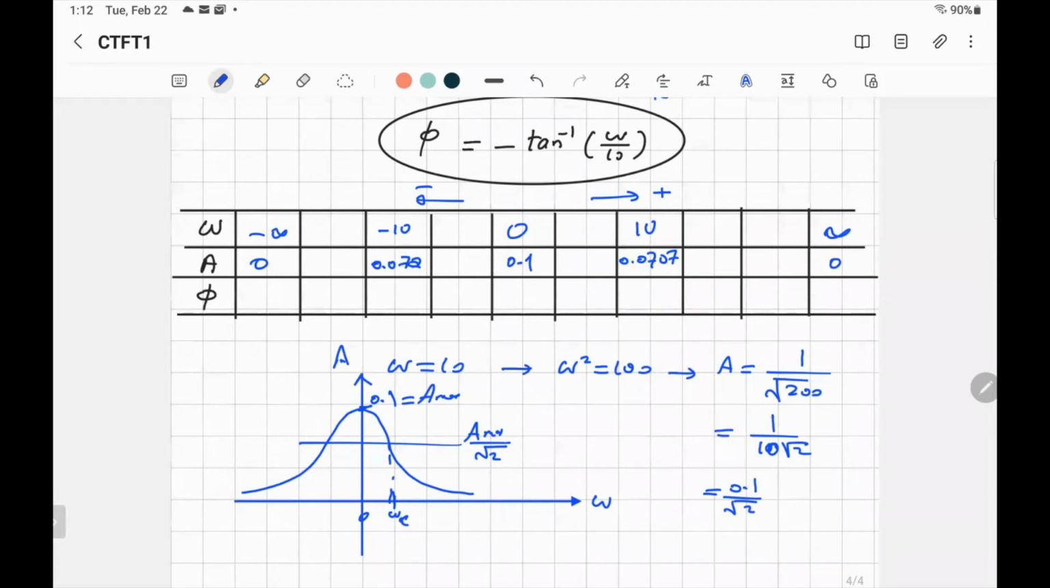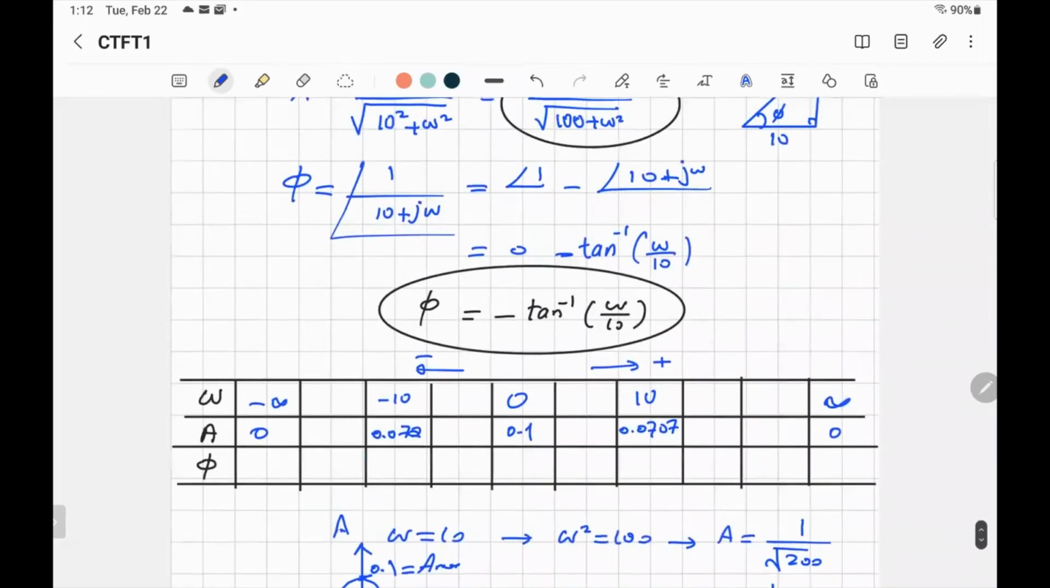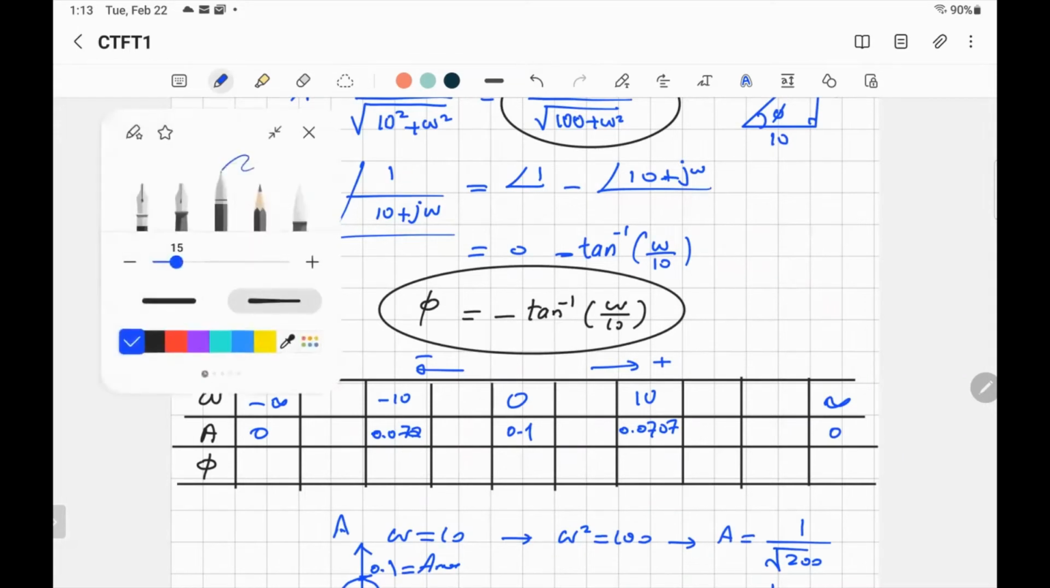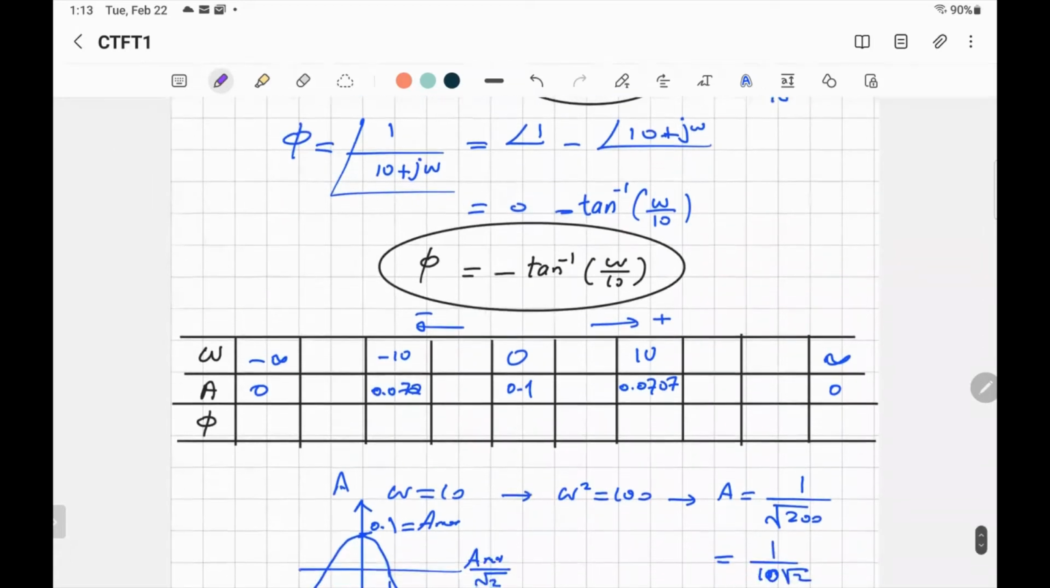Now let's look at the phase angle phi. The phase angle phi, that's the equation: minus tan inverse of omega over 10. I'm interested in a discrete, specific point. What happens when omega is equal to 0? When omega equals 0, we have tan inverse of 0. So what is the angle for which tan is equal to 0?